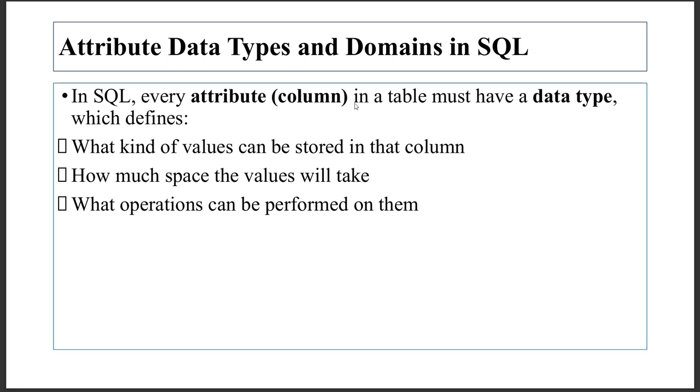Now, attribute data types and domains. In SQL, every attribute in a table must have a data type. Why must each and every attribute have a data type? What kind of values can I store in that column in the table? How much space is that value going to take? What operations can I perform? To know all these things, I need to mention the data types and domains.